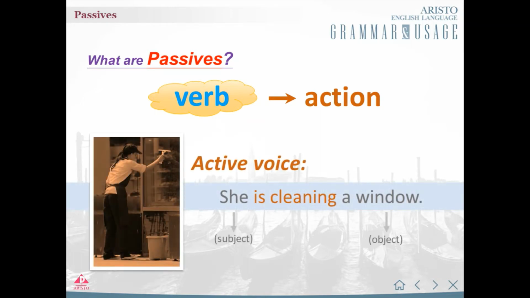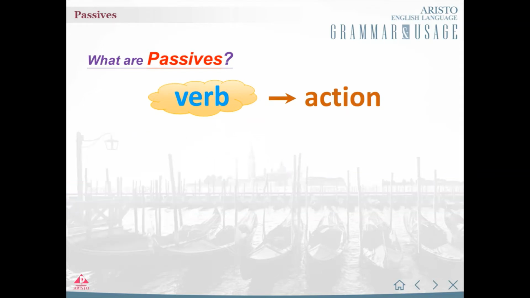Here is the example sentence using an active verb. She is cleaning a window. We use the active voice here because we want to talk about how the subject of the sentence is doing an action, that is, cleaning a window. Now let's look at the passive version of that sentence.